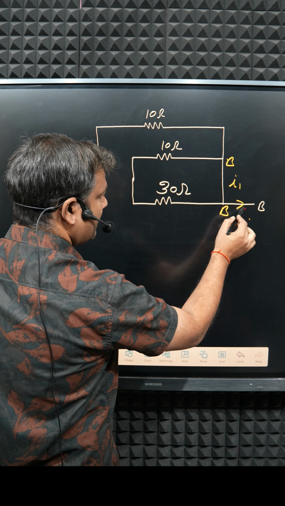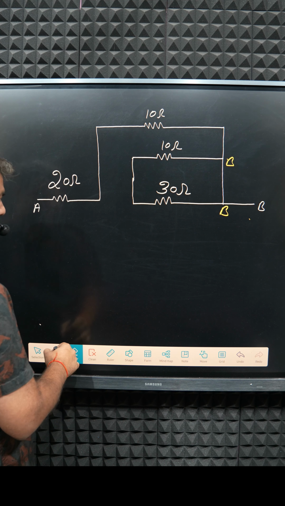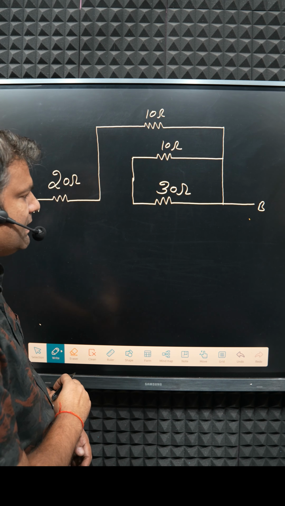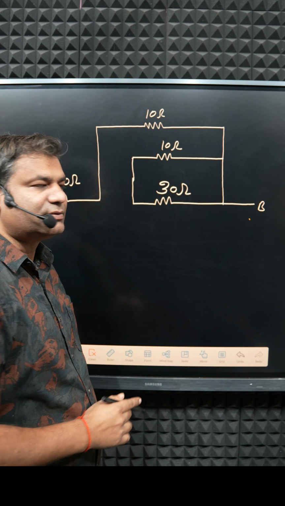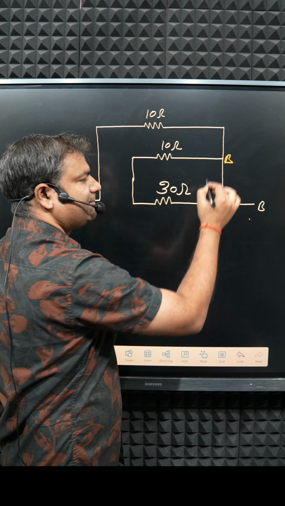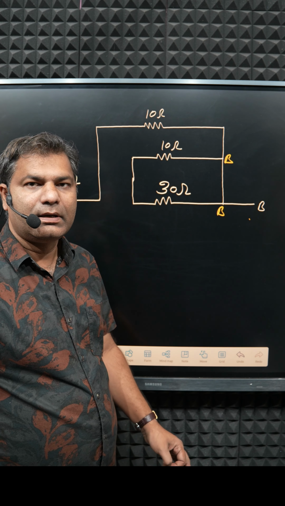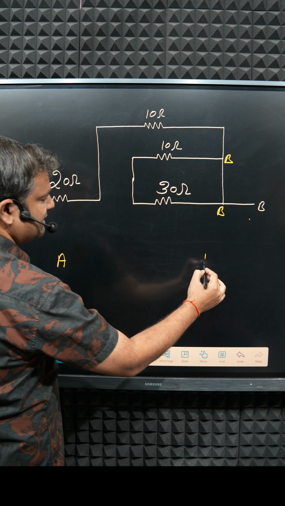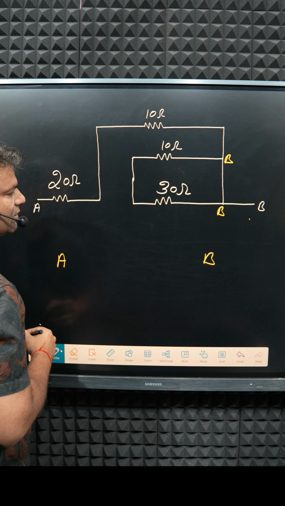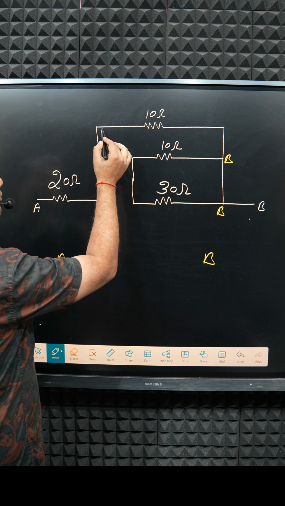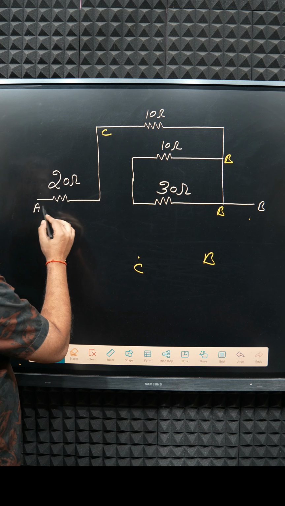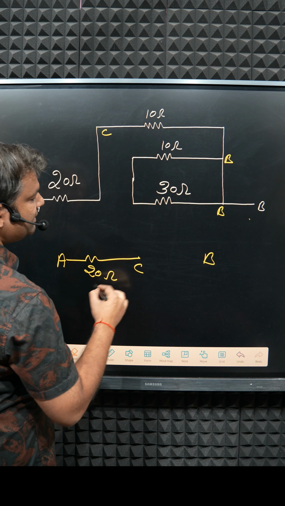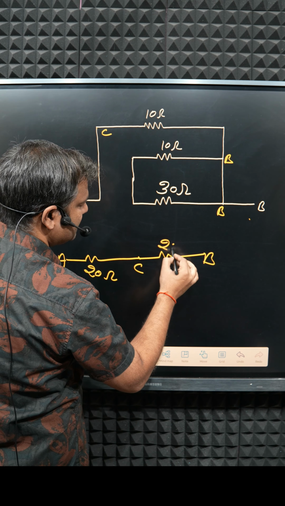Our target, if you see very carefully, is R of AB. Simply, these two are at the same potential, so right now this one is B and this one is also B. Now you can draw here the A terminal and the B terminal. So from A to B, if this point is C, then A to C is 20 ohm, and C to B is also 20 ohm, clear?